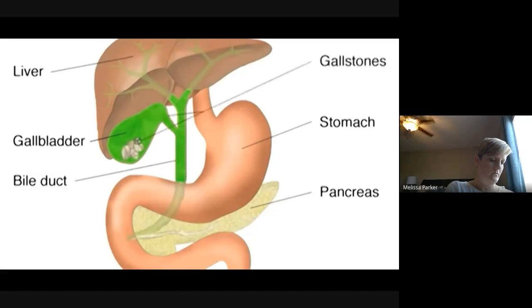If you develop stones in the gallbladder, then one of those stones can roll into the neck of the gallbladder and obstruct it.